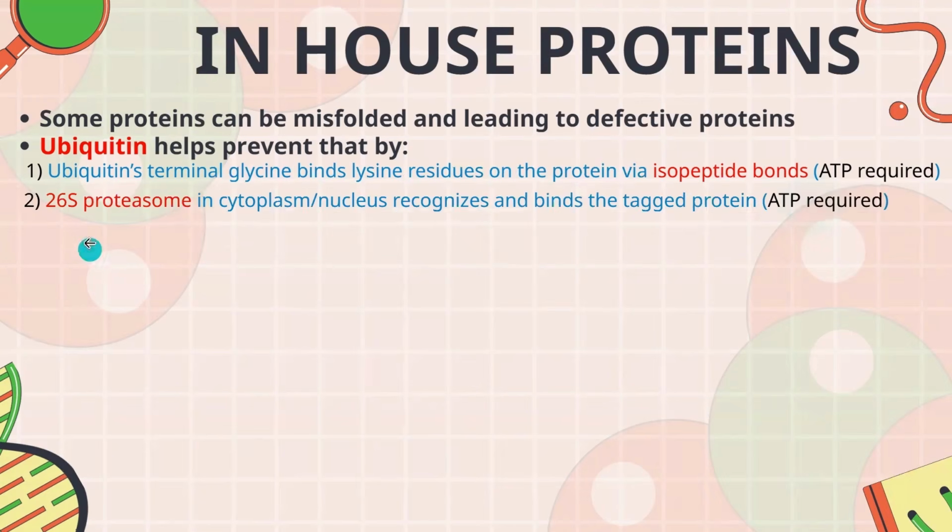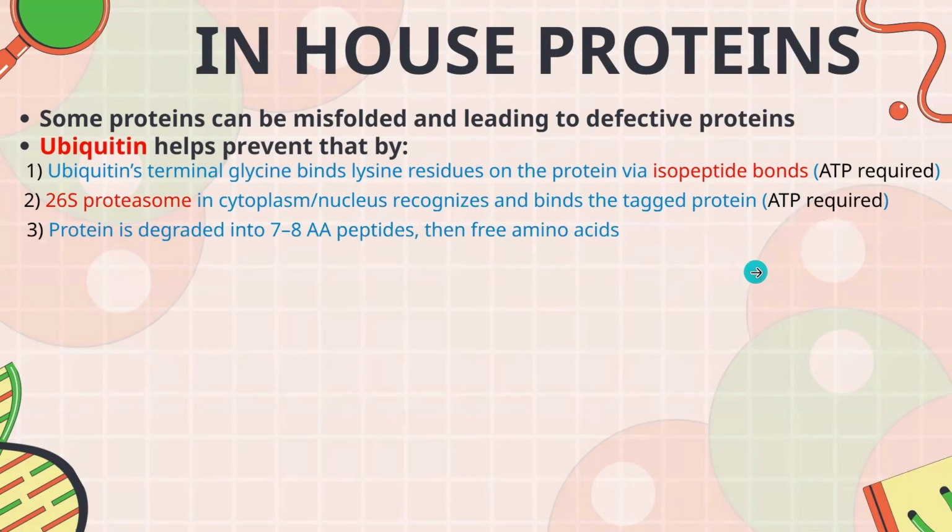You're going to have something called the 26S proteasome, which is a complex responsible for degrading your defective protein. We're going to talk about it in a second. It recognizes and binds to the tagged protein, which also requires ATP. And the protein is degraded into 7 to 8 amino acid peptides.